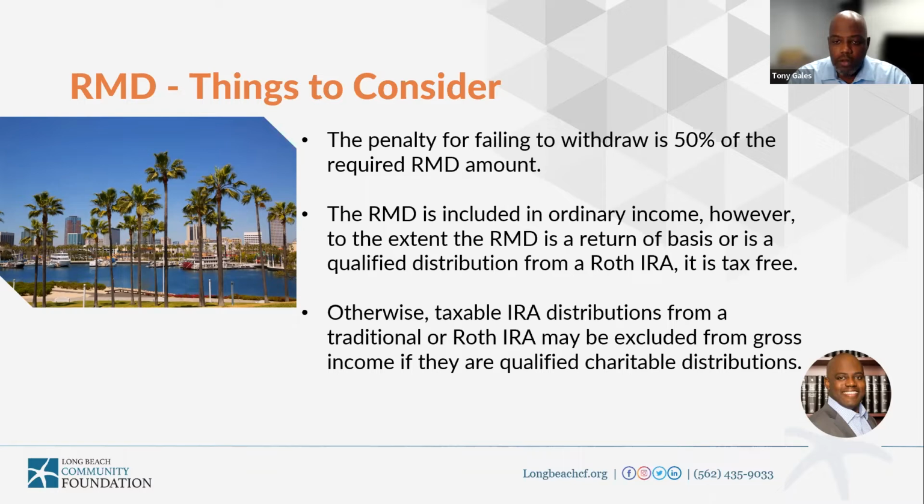So it's important that you are in touch with your financial advisors, your CPAs, or whoever else is on your financial team to make sure that you're taking your RMDs on an annual basis, because the penalty is pretty hefty. Now, on the flip side of that, let's say you take your RMD like you're supposed to. The unfortunate part is that it's included in your ordinary income for that year.